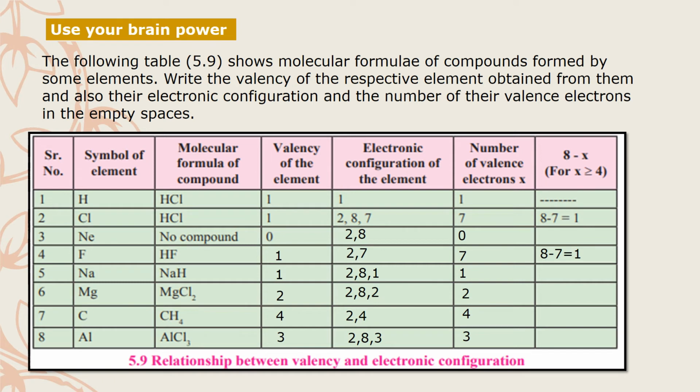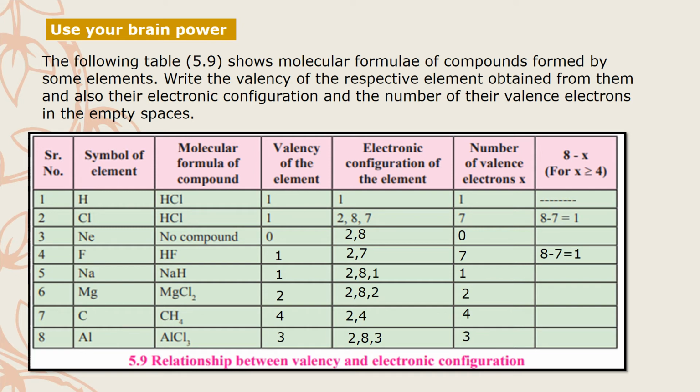Now next is magnesium. The molecular formula will be MgCl2, magnesium chloride. Valency of the element is 2. Electronic configuration 2, 8, 2. Number of valence electrons is 2. So valency of magnesium is obviously 2. Next symbol is carbon, C. The molecular formula of the carbon compound is CH4, so valency will be 4. Electronic configuration is 2, 4, because the atomic number of carbon is 6. So the number of valence electrons will be 4.